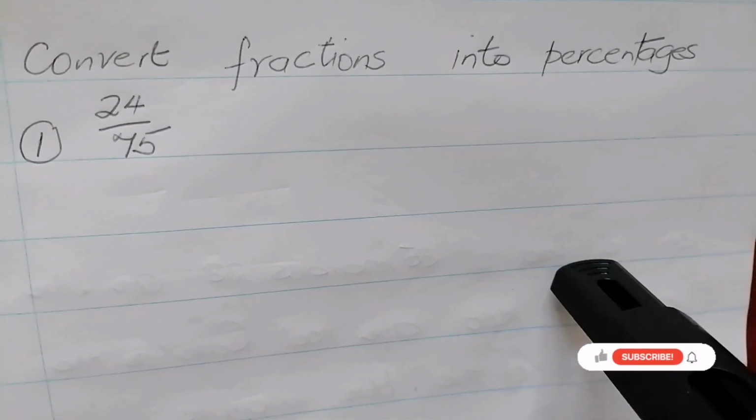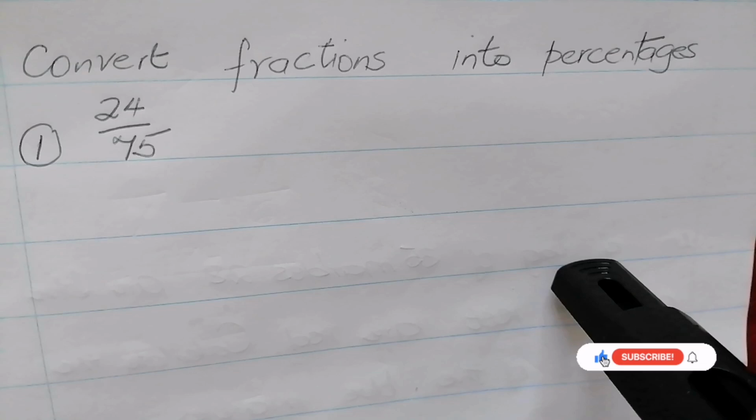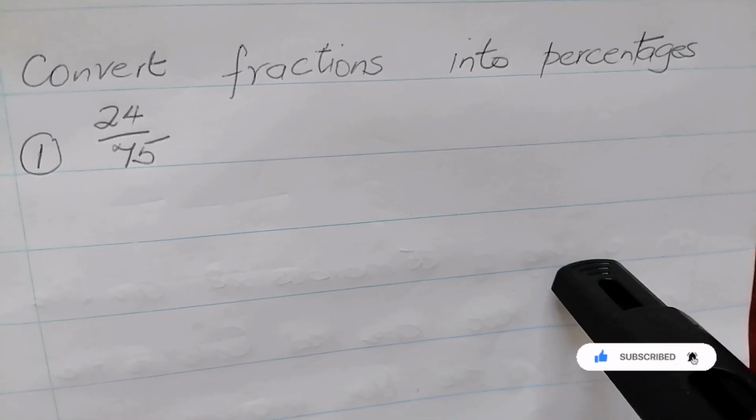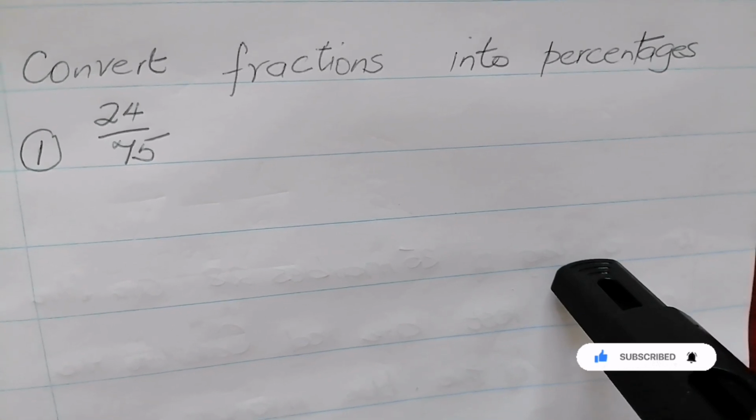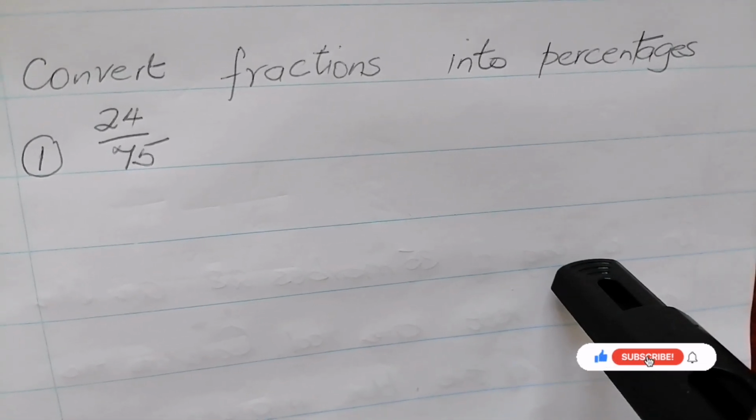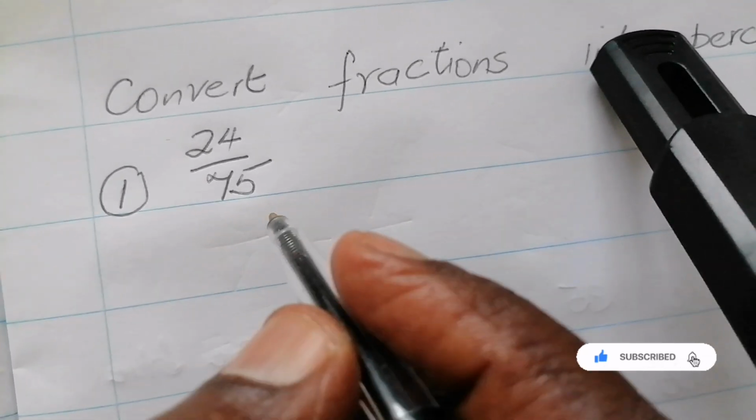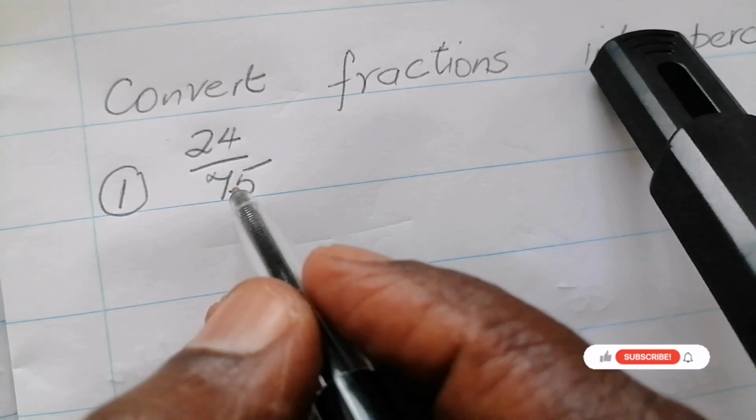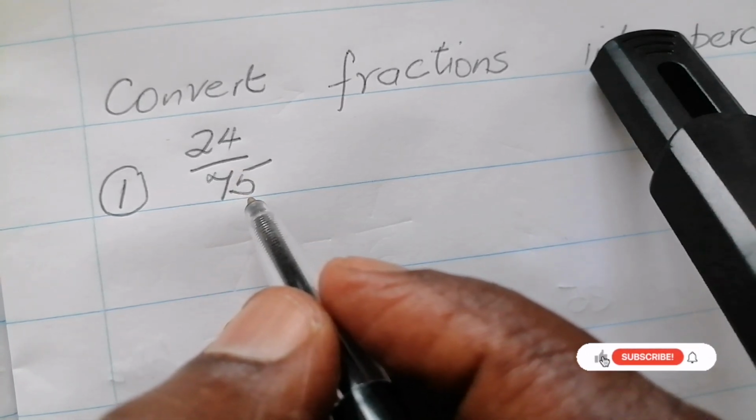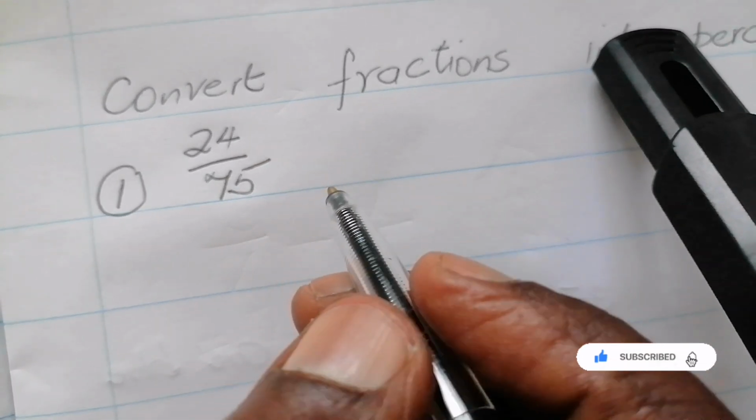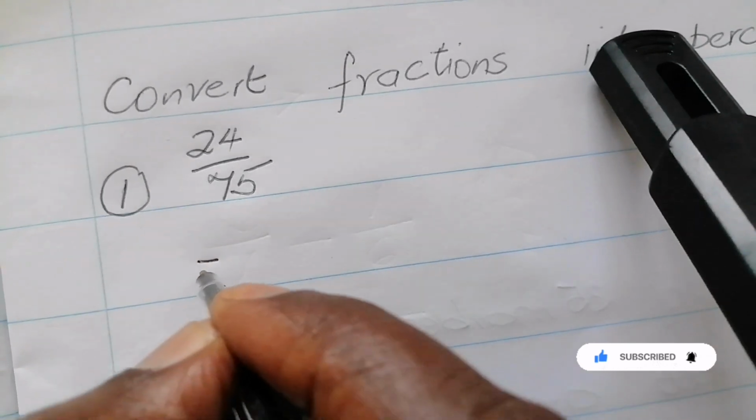Convert fractions into percentages. What we are going to do now is to convert the fraction into a percentage. So we've got 24 over 75, the first one. Let's start with that one first. Let's convert this 24 over 75 to a percentage because this is a fraction. So we have to convert it to a percentage.